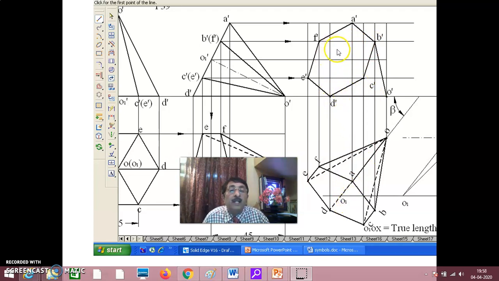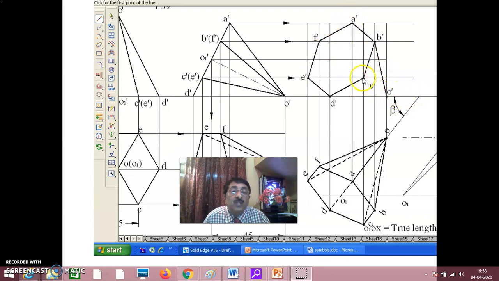In that way, now you complete 6 plus 2, 8 edges. And as you know, in a hexagonal pyramid, there are 12 edges which have to be accounted properly. Some of the edges will be visible, some of the edges will be invisible. Which edges are visible and which are invisible have to be shown properly. Now, you are left with 4 more edges: OC, OE, OF and OA.